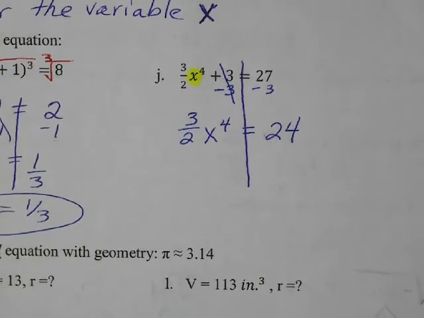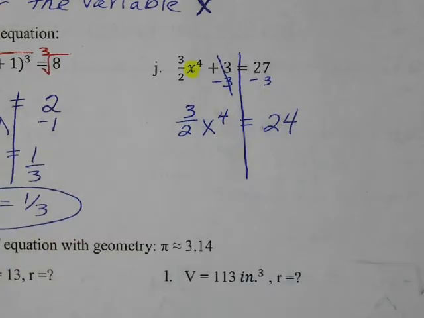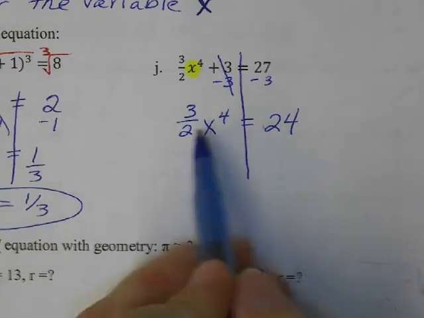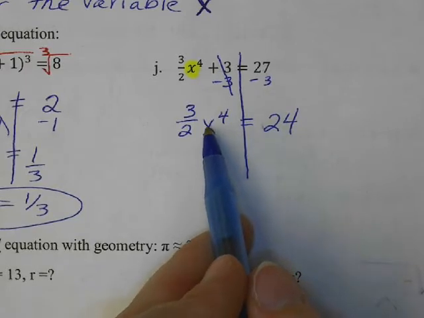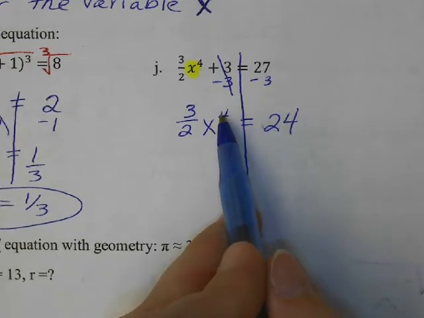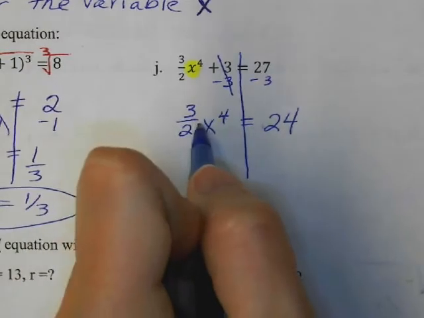Now what? Now I have 3 over 2 x to the 4th. Close. Yeah, I'm going to have to do something with that 4th power, but there's something first, actually. What about this 3 over 2 in the front?